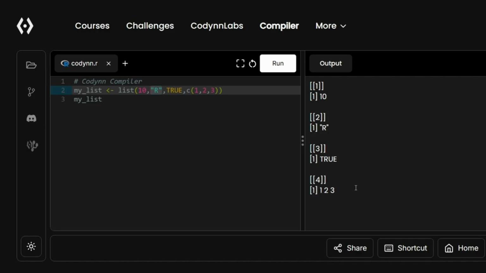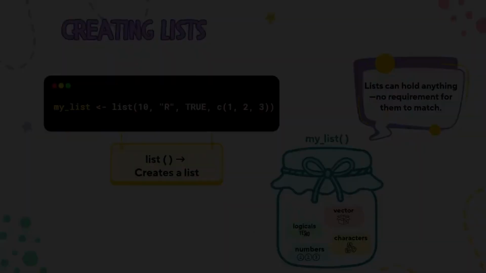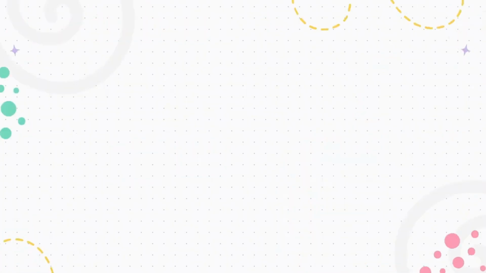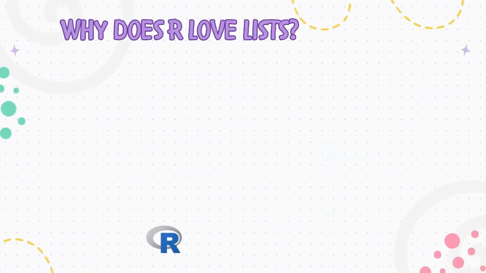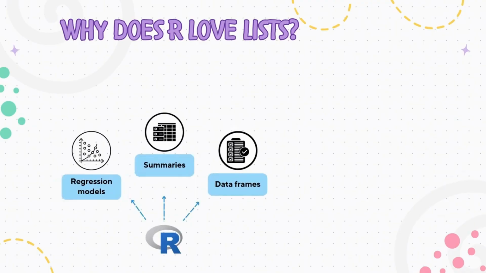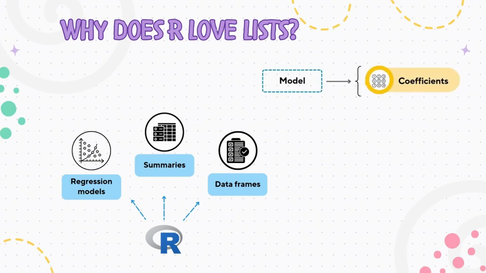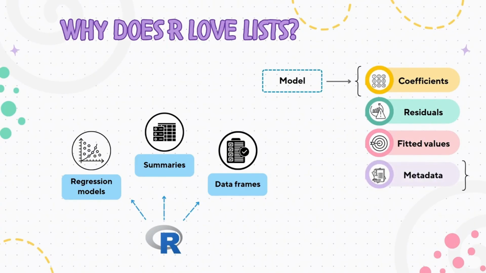But for now, let's know why does R love lists. So why does R love lists? Lists appear everywhere in R, in regression models, in summaries, in data frames, you name it. Whenever R needs to return a lot of information with different data types, it packs everything neatly into a list, like this. So, learning about lists early is essential, because later you'll be extracting data from lists non-stop.